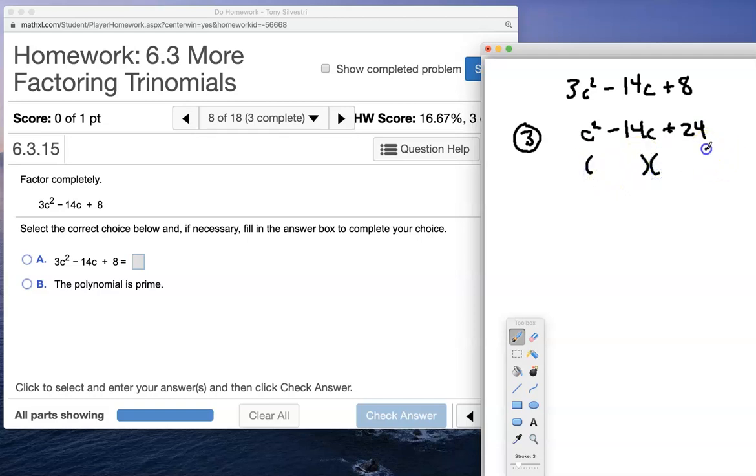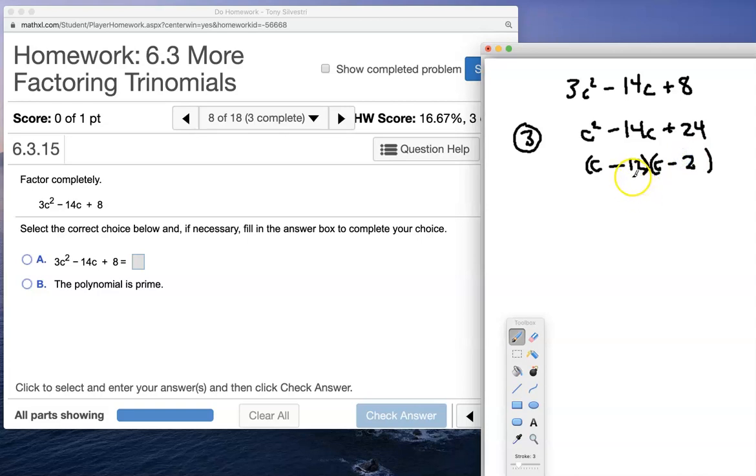This almost looks familiar. C and C, unless we had different signs. Yeah, we had different signs before. C and C, now we need a positive 24, negative in the middle means double negatives. And we need two numbers that multiply out to be 24, add or subtract to be 14, would be 12 and 2. That would be a good answer.